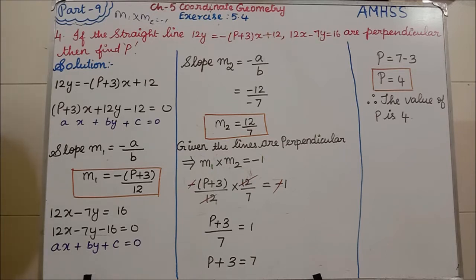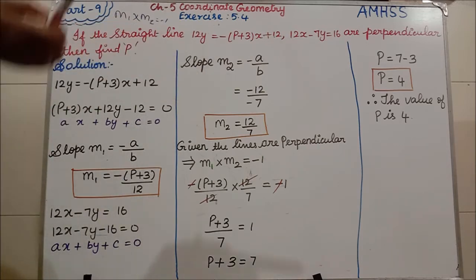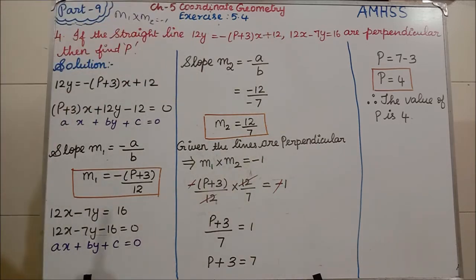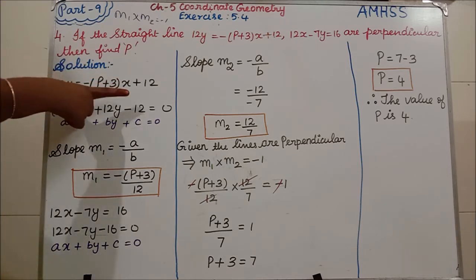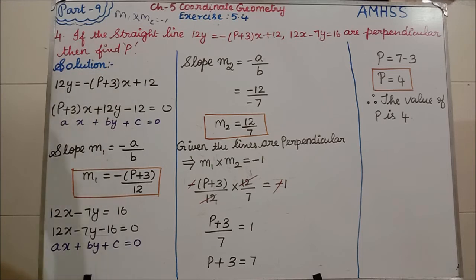Here they have given two equations. From the first equation, we are going to find m1 and from the second equation, we are going to find m2. Okay? See, this is our first equation. The straight line equation should be in what form? Ax plus by plus c equal to 0. That format we need. So, x term first, then y term, then the constant term.